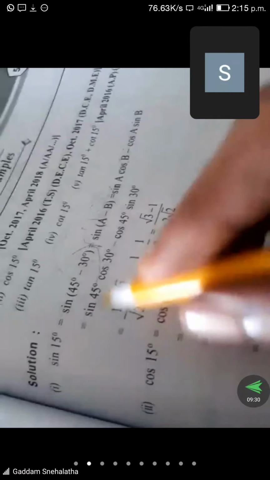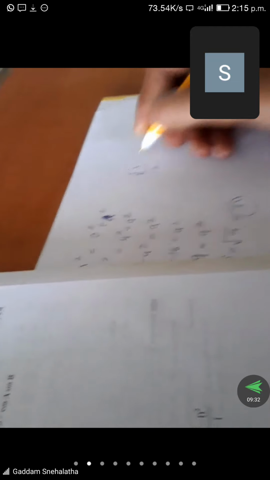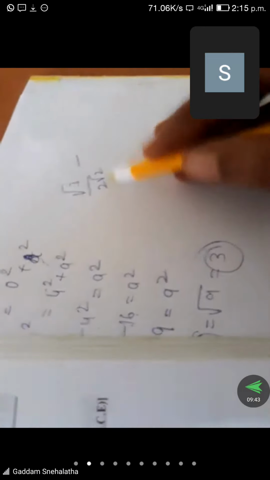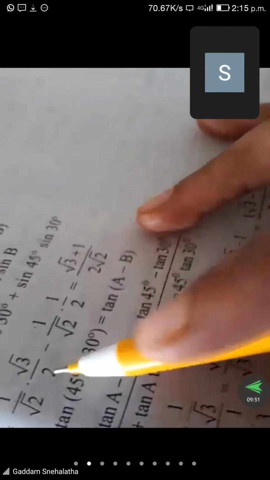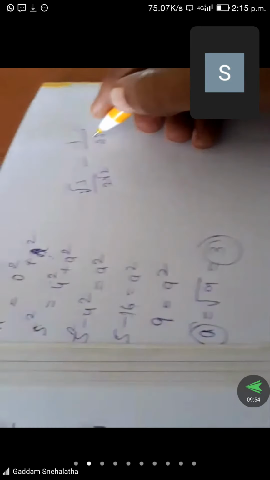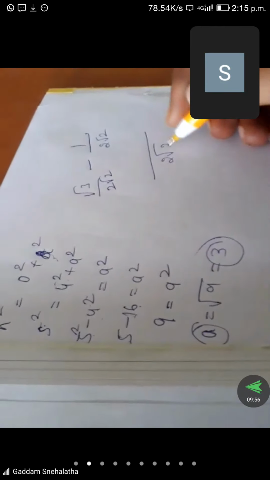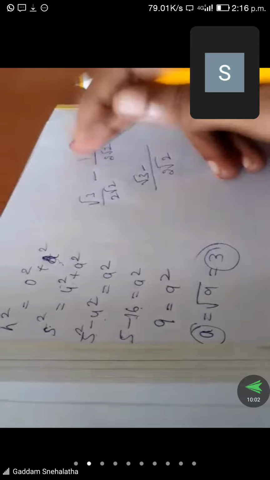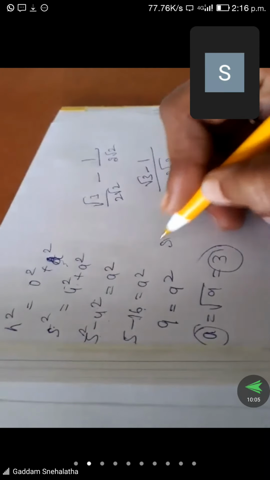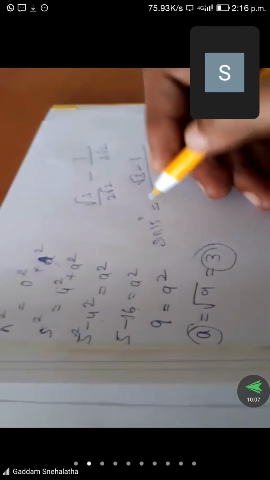So on the left-hand side I get root 3 by 2 minus 1 1 is 1, 2 root 2. So 1 into root 3 is root 3 by root 2 into 2 is 2 root 2, minus here 1 1 is 1 by 2 root 2 into 2 is 2 root 2. So in both of these the denominator is same. So LCM is 2 root 2, so numerators also will be same. Numerator is root 3 minus 1. So this is the value of sin 15 degrees.